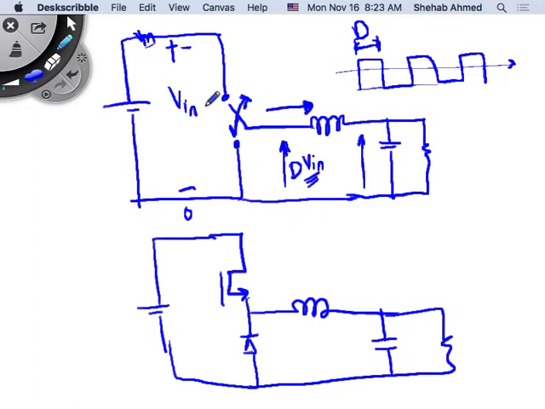Nice? Okay. How about current in the switch? We decided that current in the switch would be the same as the current in the inductor when the switching period is on. Exactly.